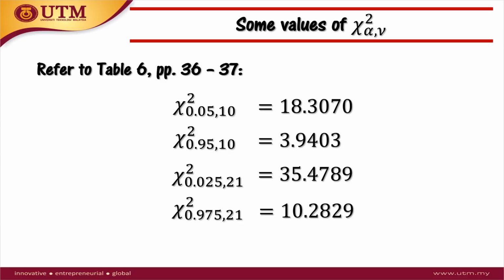It's simply because the chi squared alpha nu value is determined in the table such that the probability of chi squared being at least chi squared alpha nu is alpha, where alpha is shown as the red shaded region.